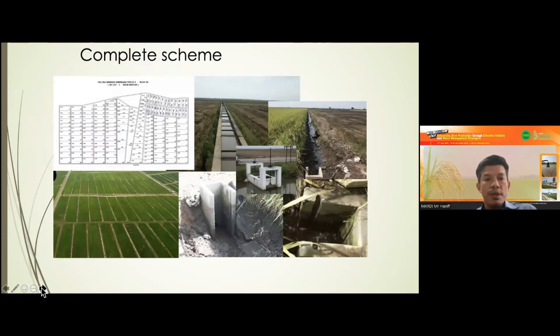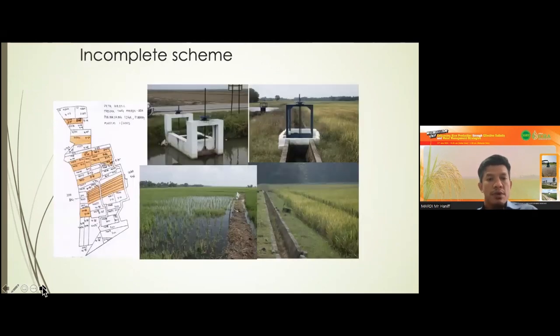Okay, this is our complete scheme. You can see the drainage, the water gate, and the planted area is uniform and very well designed by the engineers. So this one is an incomplete scheme. You can see the planted area of paddy is mostly owned by individual owners. So the water distribution is not in a complete scheme.